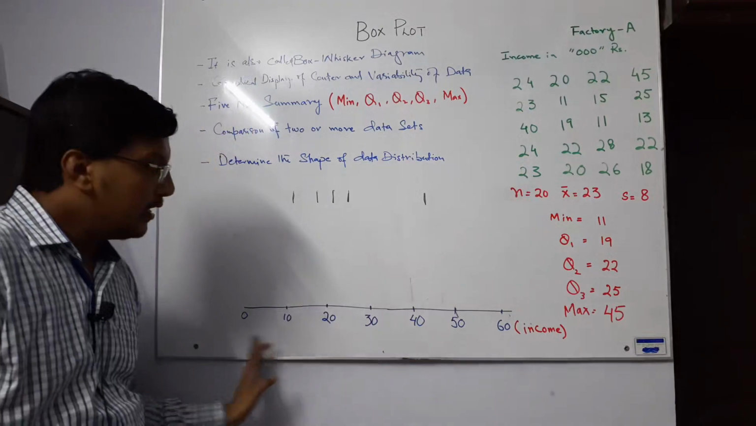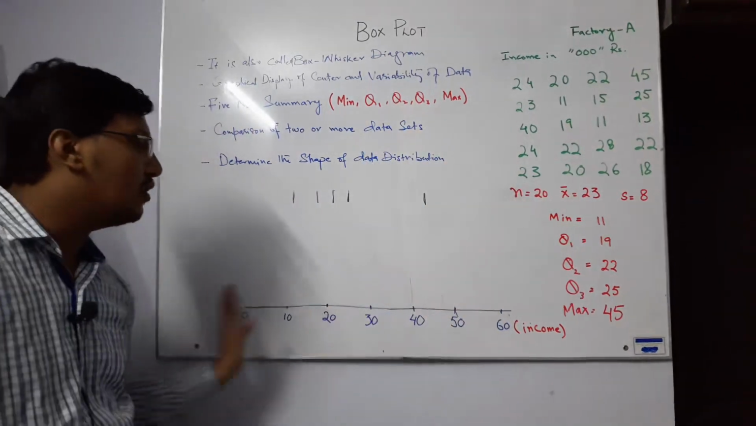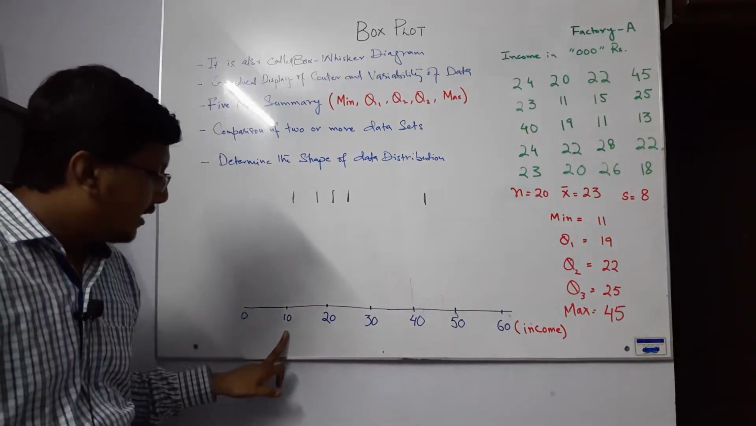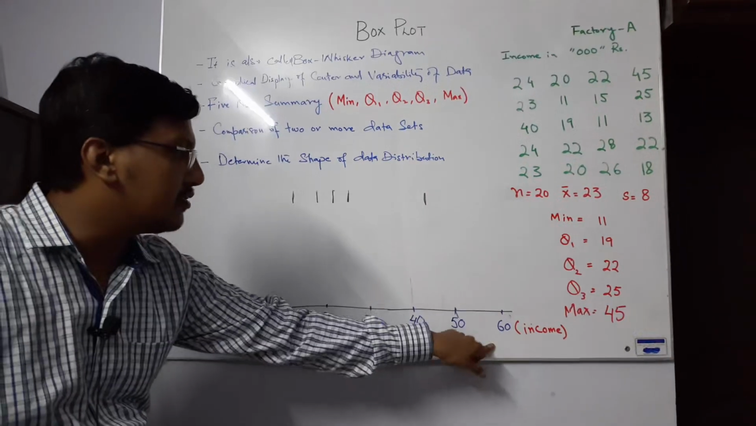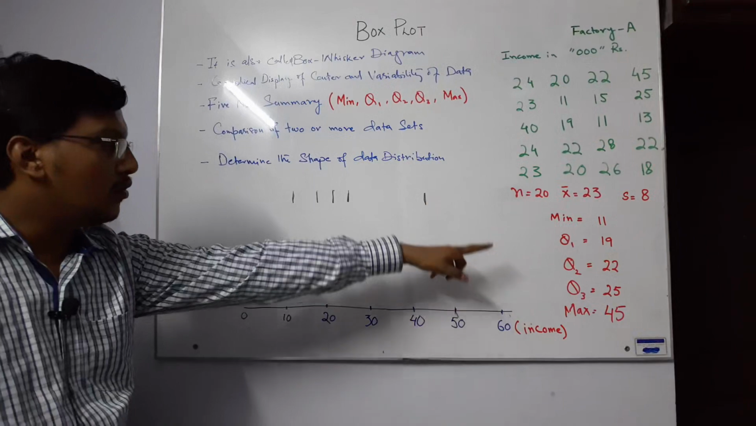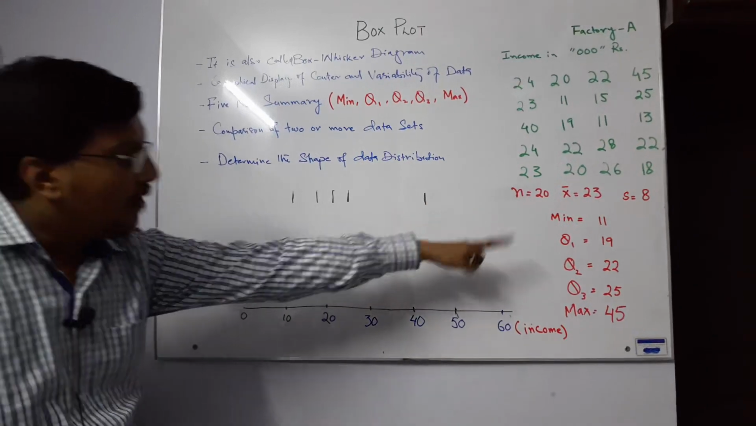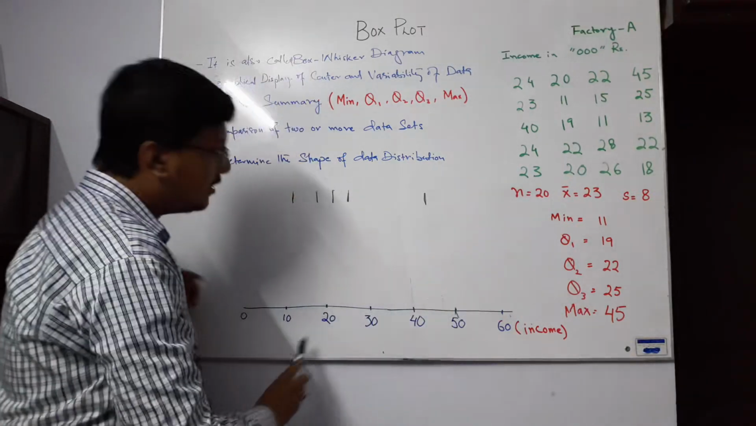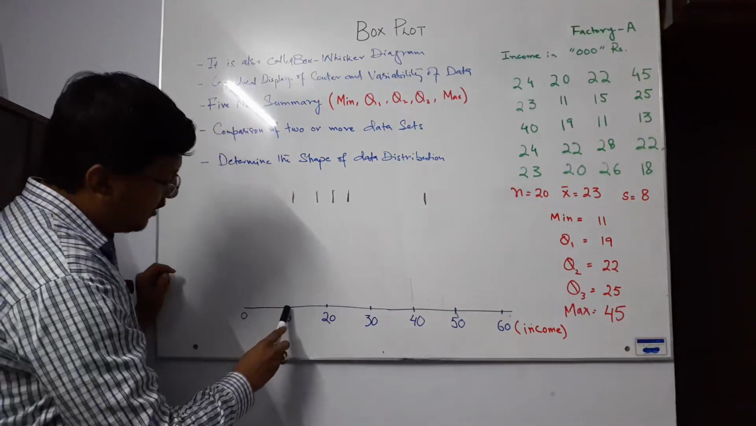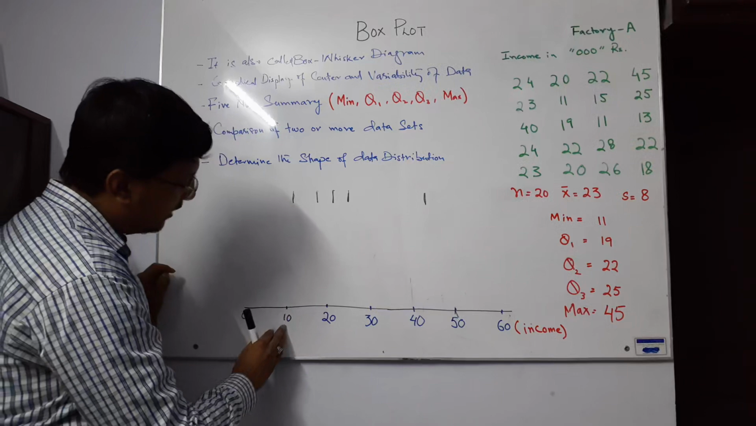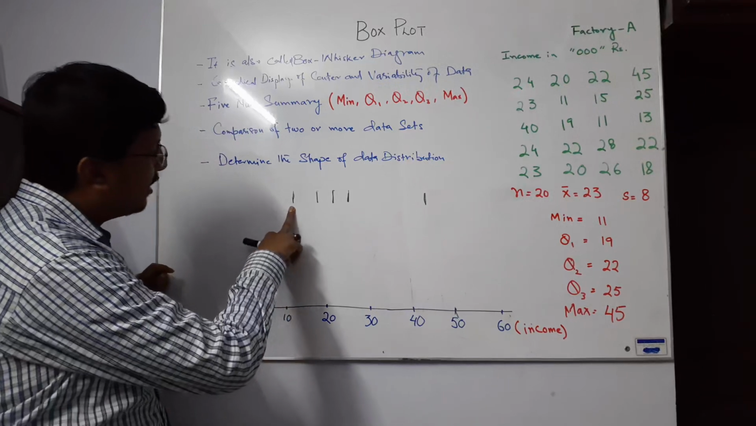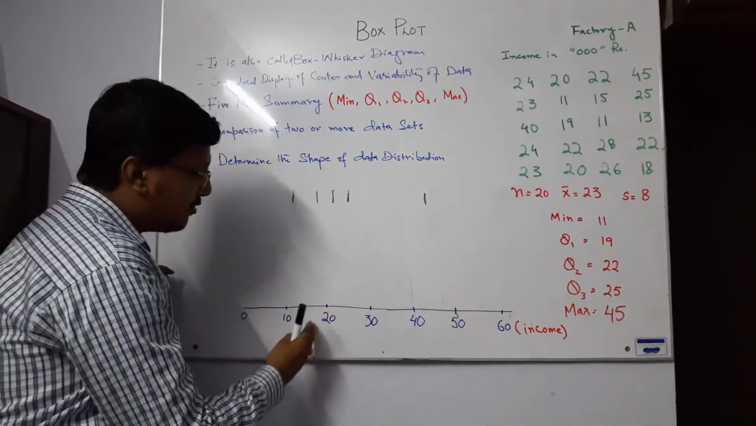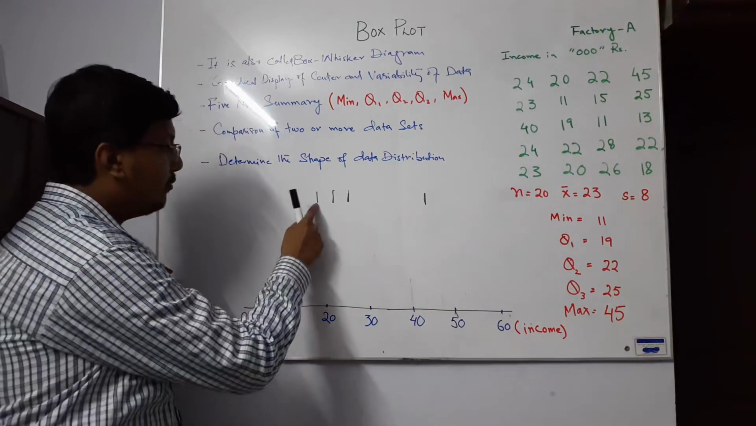Mean income 0, income 60,000, because all the observations will fall in these two points. So this is 10,000, 20,000, 30,000, 40,000, 50,000, 60,000, and we are going to plot these 5 numbers on this scale. The minimum value is 11, so it is just a little bit forward of 10,000, so we will mark this line. Okay, and then the Q1, quartile 1, is 19, just before the 20,000, so we will mark here.